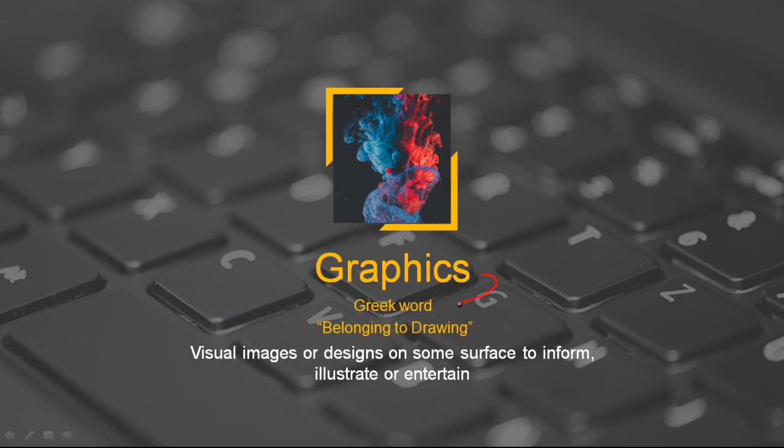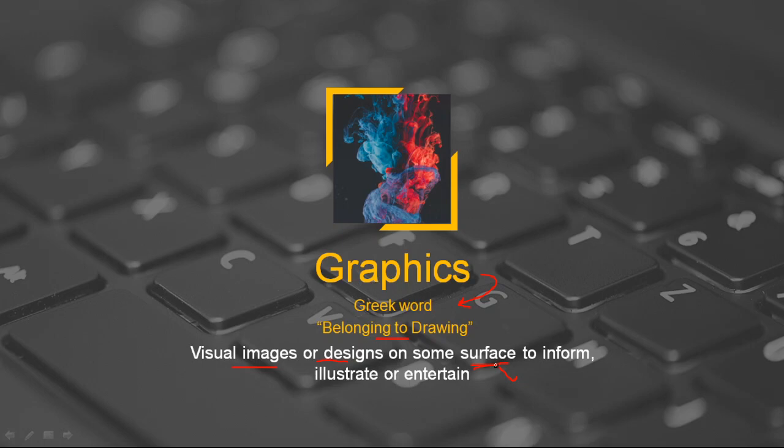The word graphics comes from a Greek word that means belonging to drawing. And its definition is real images or designs on some surface to inform, illustrate or entertain. Here the surface may be any wall, it can be a stone, canvas or even the screen. The real images, for example, you can say lines, pictures, charts, graphs or maps or any design is drawn on that surface. And what's the purpose of that drawing? That may be used for information, illustration or entertainment.